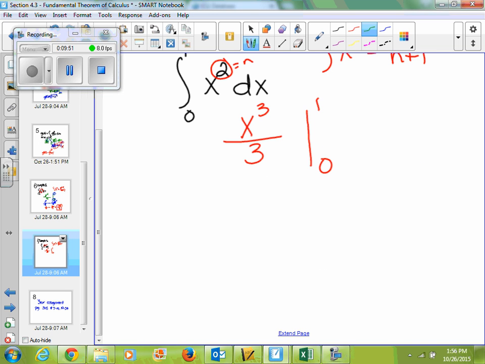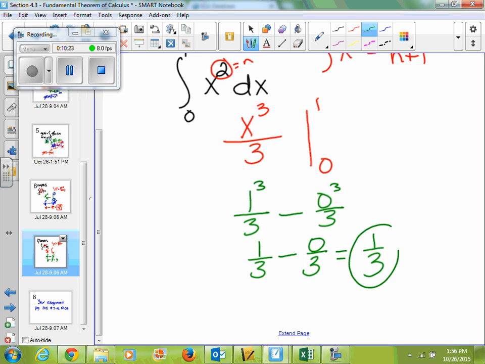So if I plug in 1 to my equation, then I get 1 cubed divided by 3, minus, if I plug in 0, I get 0 cubed divided by 3. So what is 1 cubed? 1. So I get 1 over 3, and 0 cubed is 0, so I get 0 over 3. And what's 1/3 minus 0 thirds? 1/3. So the area under my curve for x squared from 0 to 1 is 1/3.